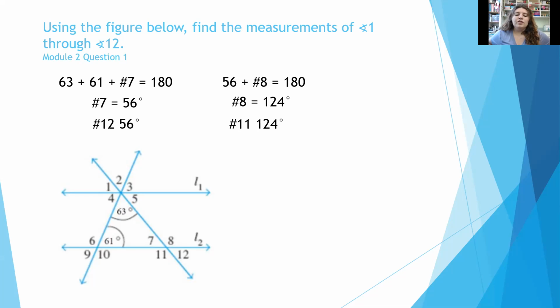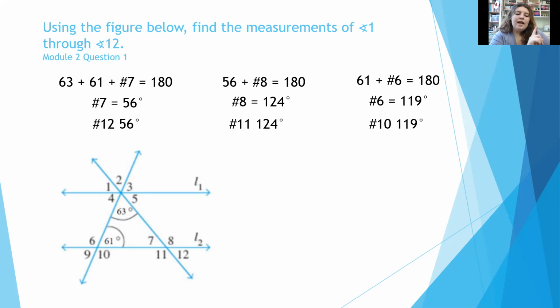The next thing we're going to do is angle 8 down here, because we just did angle 7. Since we know that across that line is 180, we can just subtract 7 from 180, and we get 124 degrees for angle 8. Since the parallel lines worked for 7 to 12, they're also going to work for 8 to 11. So we can conclude that 11 is also 124 degrees.